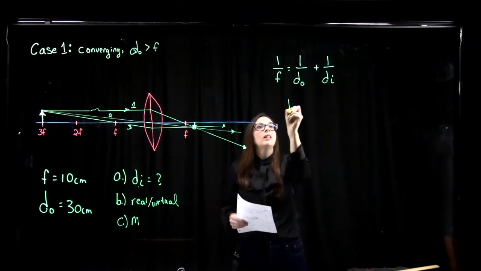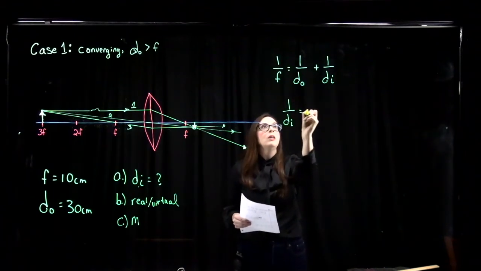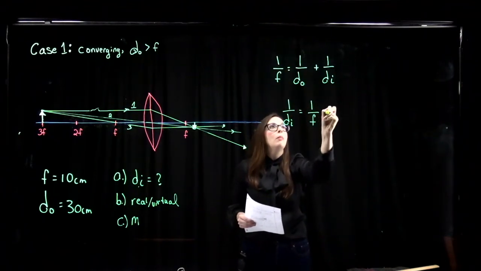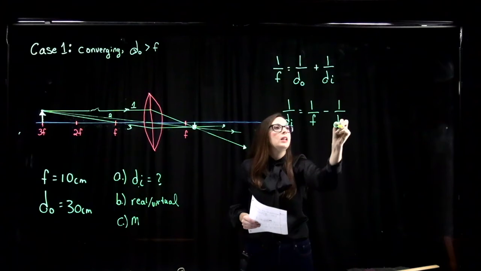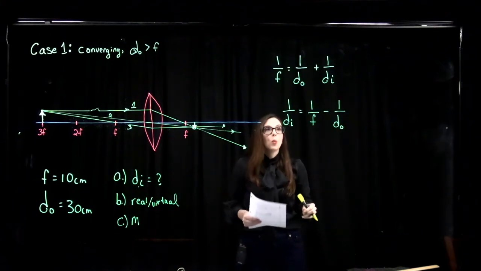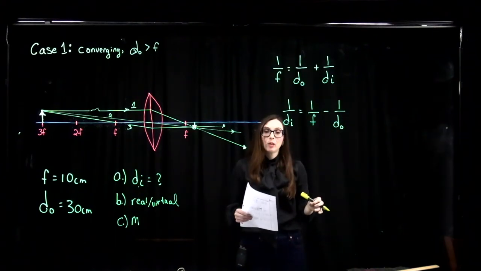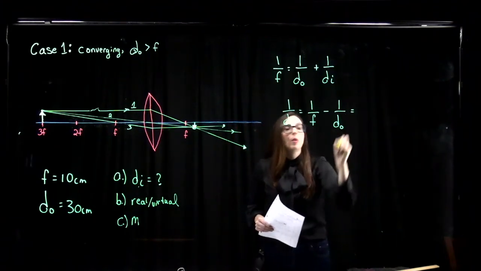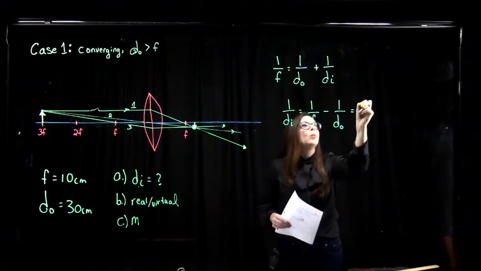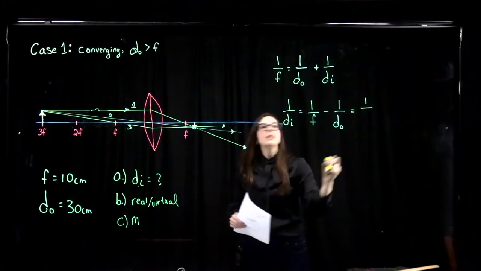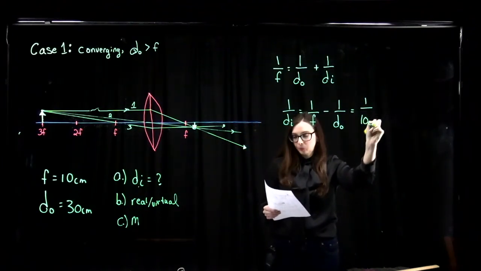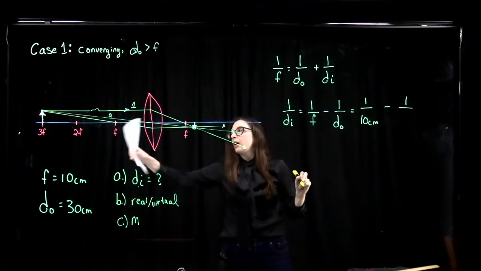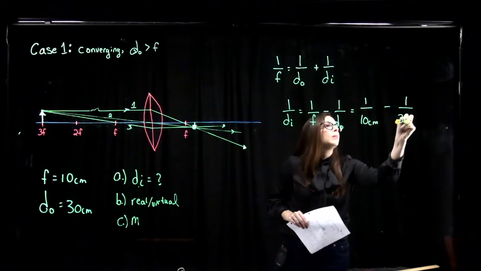And if I do that, then I have 1 over DI equals, I'm going to subtract this term to the other side, 1 over F minus 1 over DO. So to make it a little bit easier for us, let's plug in the numbers here. So 1 over F is 10 centimeters minus 1 over DO, the distance the object is from the lens, is 30 centimeters.